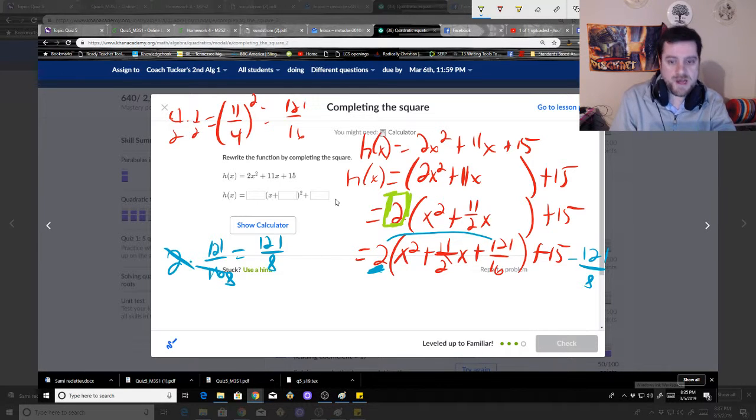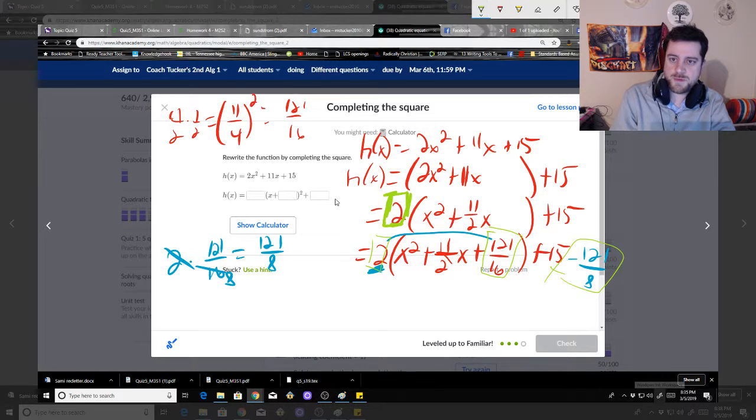You pull the number out first, and then when you complete the square on the inside, you multiply the c term times the number in front, and then you do the opposite. Then you subtract it from over here. So, c term times a, and then you subtract it from over there.